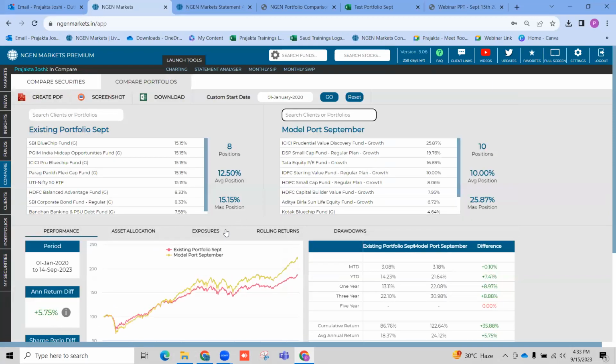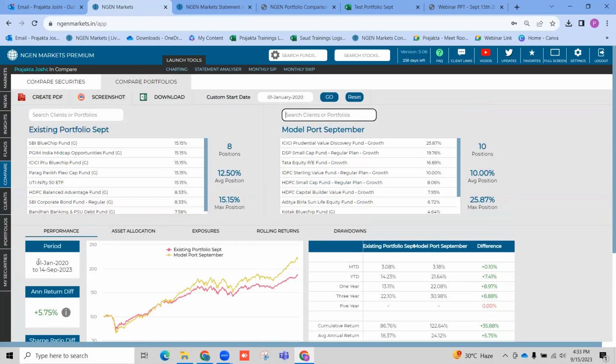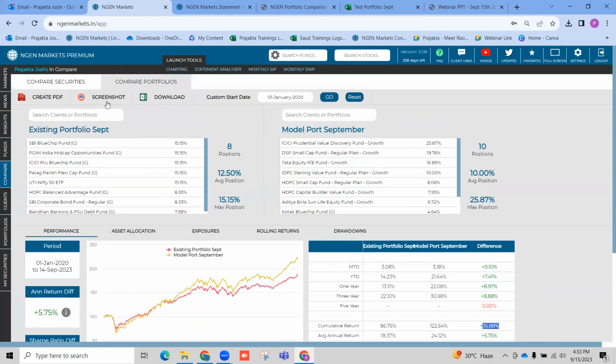Again, using the same parameters, you can highlight, okay, look, if this was your portfolio 3.5 years back from 1st of January 2020, you could have generated 5.75% extra return on an annual basis. Cumulative basis, it could have been up to a 35% excess return. Again, you can take a dump of this into a PDF, as we were just showing, and actually generate an actionable proposal for the client. Right, now this is again one of the ways of doing that.